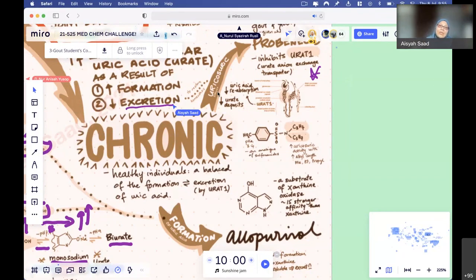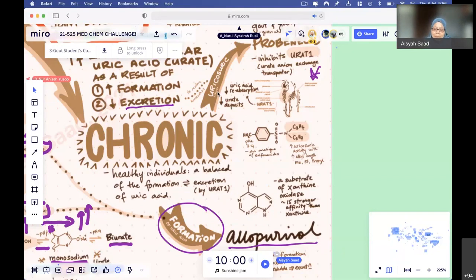But the one you will actually see a lot in pharmacy, in hospital pharmacy, with a lot of prescriptions, is allopurinol. Because allopurinol actually stops the formation of uric acid in the body. When you stop the formation of uric acid, it will reduce the levels of uric acid in the body, and then it will help to reduce the chances of gout recurring.